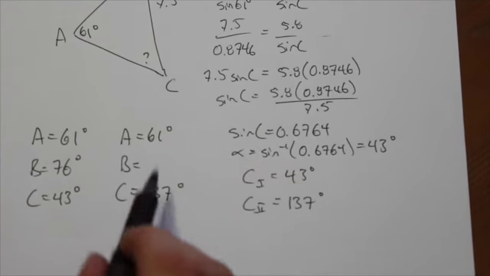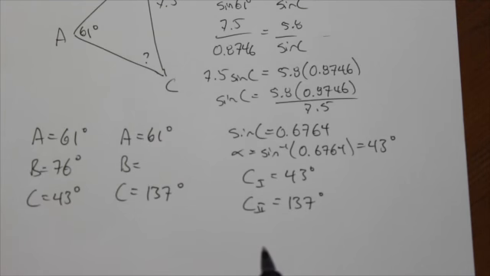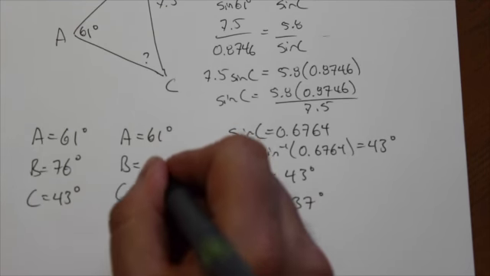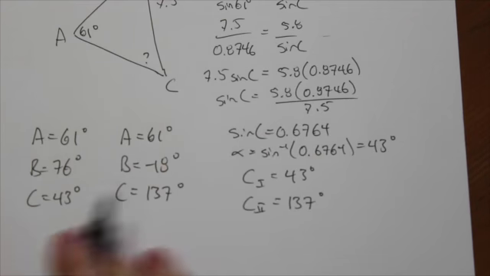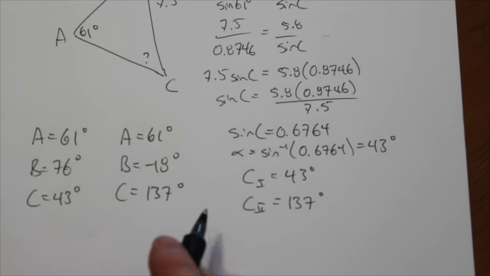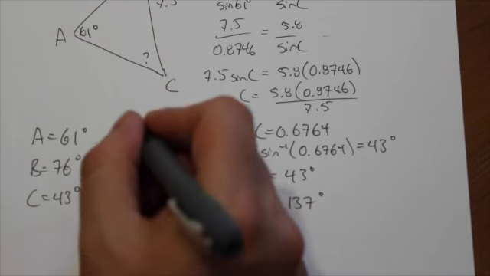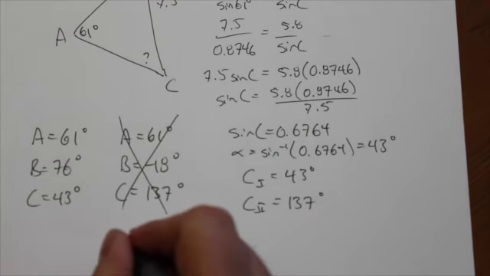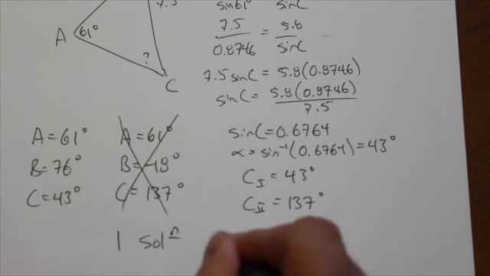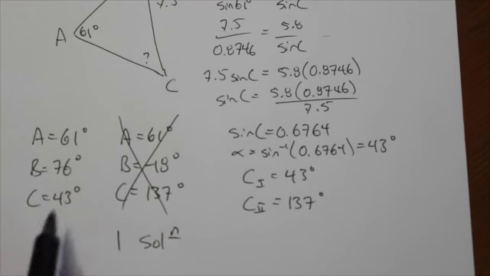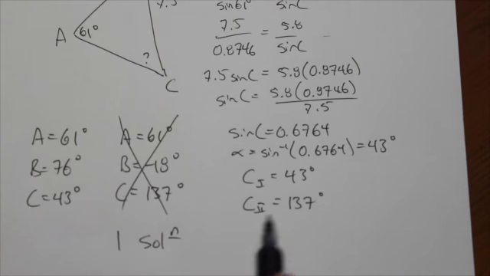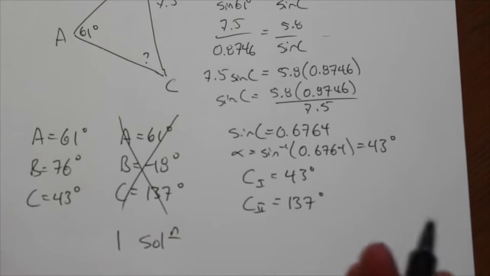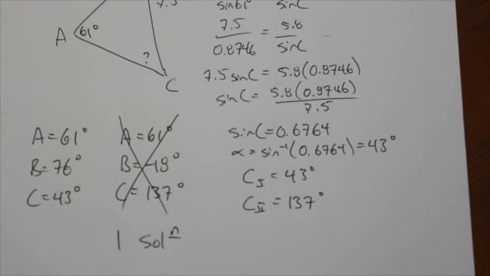But this one right here, when I subtract 61 and 137 from 180, I'm left with negative 18 degrees. That doesn't make sense. You can't have a negative angle in a triangle, so that isn't a viable option. Turns out there is only one solution to this problem, and that's this triangle right here. So this is what it looks like when a question has just one solution, as opposed to the ambiguous case that we saw in the other video.